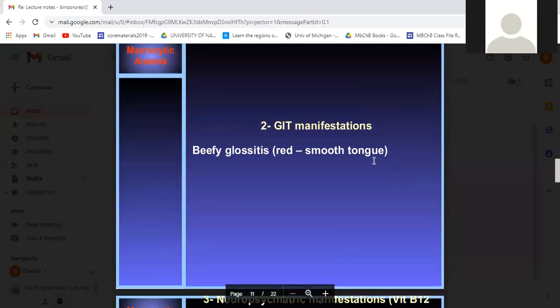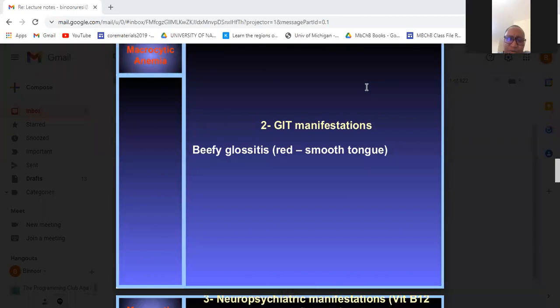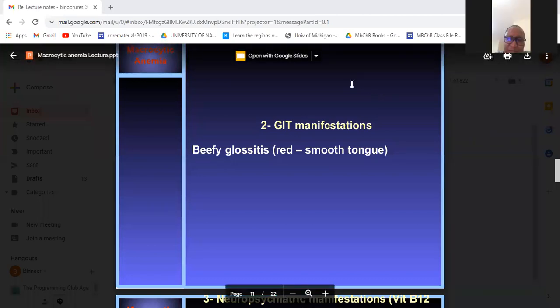You have GI manifestations in the GIT system. Mainly a beefy tongue, what you call the red smooth tongue. When you examine these patients, one thing you notice, as opposed to the microcytic hypochromic anemias, where we said there was atrophic glossitis, atrophic tongue, that's what we said last time. This one is the beefy glossitis, red, smooth, and fills the tongue. Next slide.